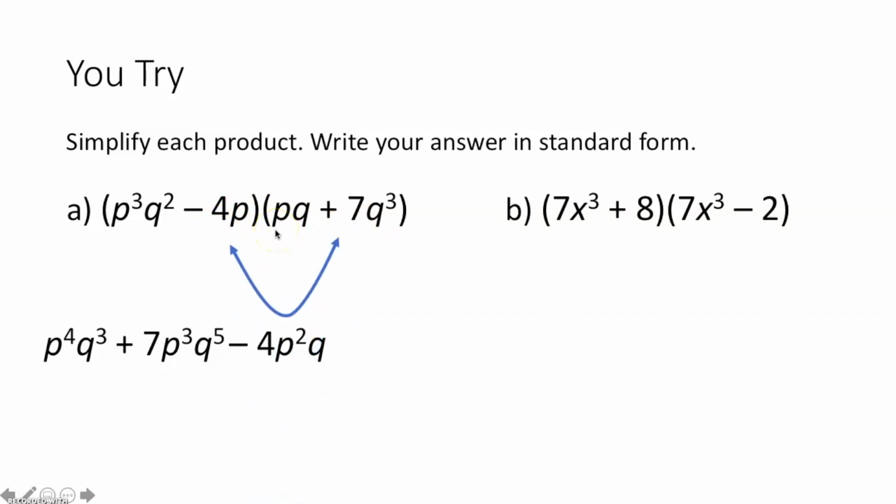Then we're going to multiply the last terms together. What's negative 4p times 7q to the 3rd? You multiply the negative 4 and the 7. You get negative 28. And it's going to be p to the 1st, q to the 3rd.